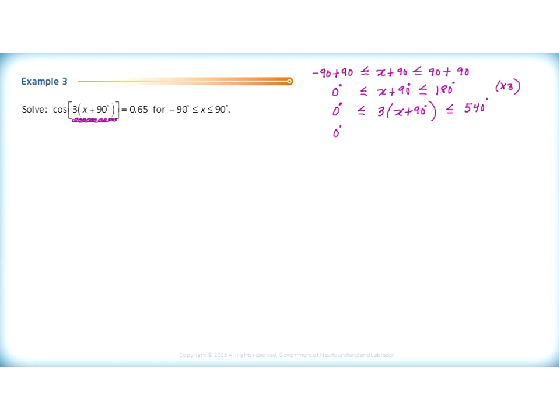So what we will do then is we will replace 3 times x plus 90 with theta. So we have theta has to be between 0 degrees and 540 degrees. What this means, if you make one full revolution around the unit circle, you've done 360 degrees. So 180 more would bring us to 540. So that's really 1.5 revolutions around the unit circle in a positive direction.